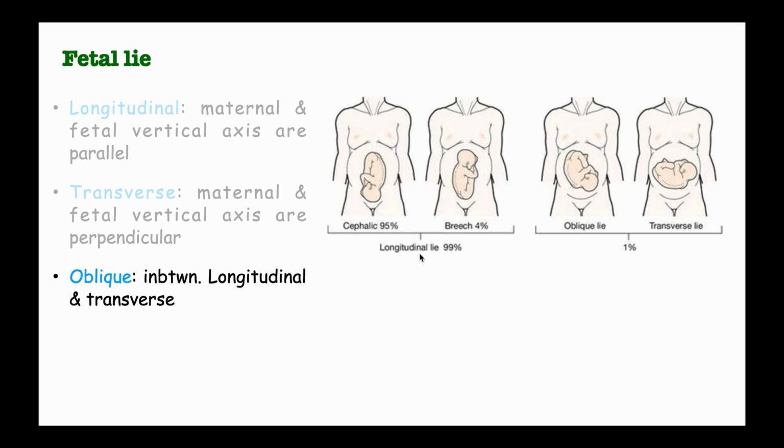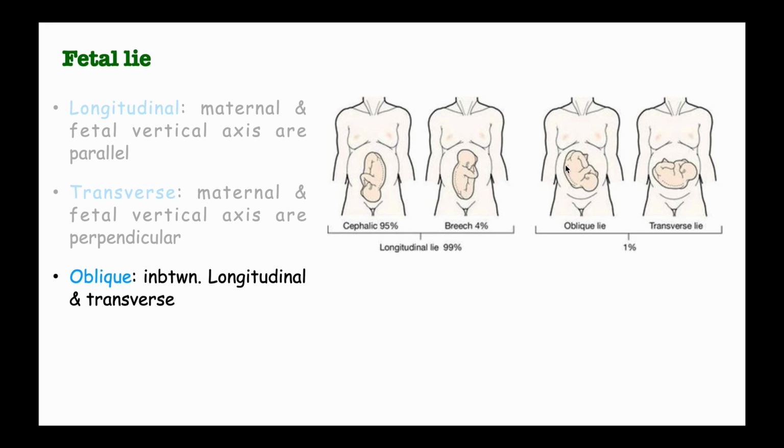And when we say longitudinal, we may have it in two different forms. It can be cephalic as well as breech. We have 95% of the time being cephalic, that is the baby presenting with the head, and 4% being breech, in which the baby will present with any other part of the body apart from the head. And over here we can see that the baby is presenting with the buttocks. Then we have 1% of it being either oblique or transverse lie.